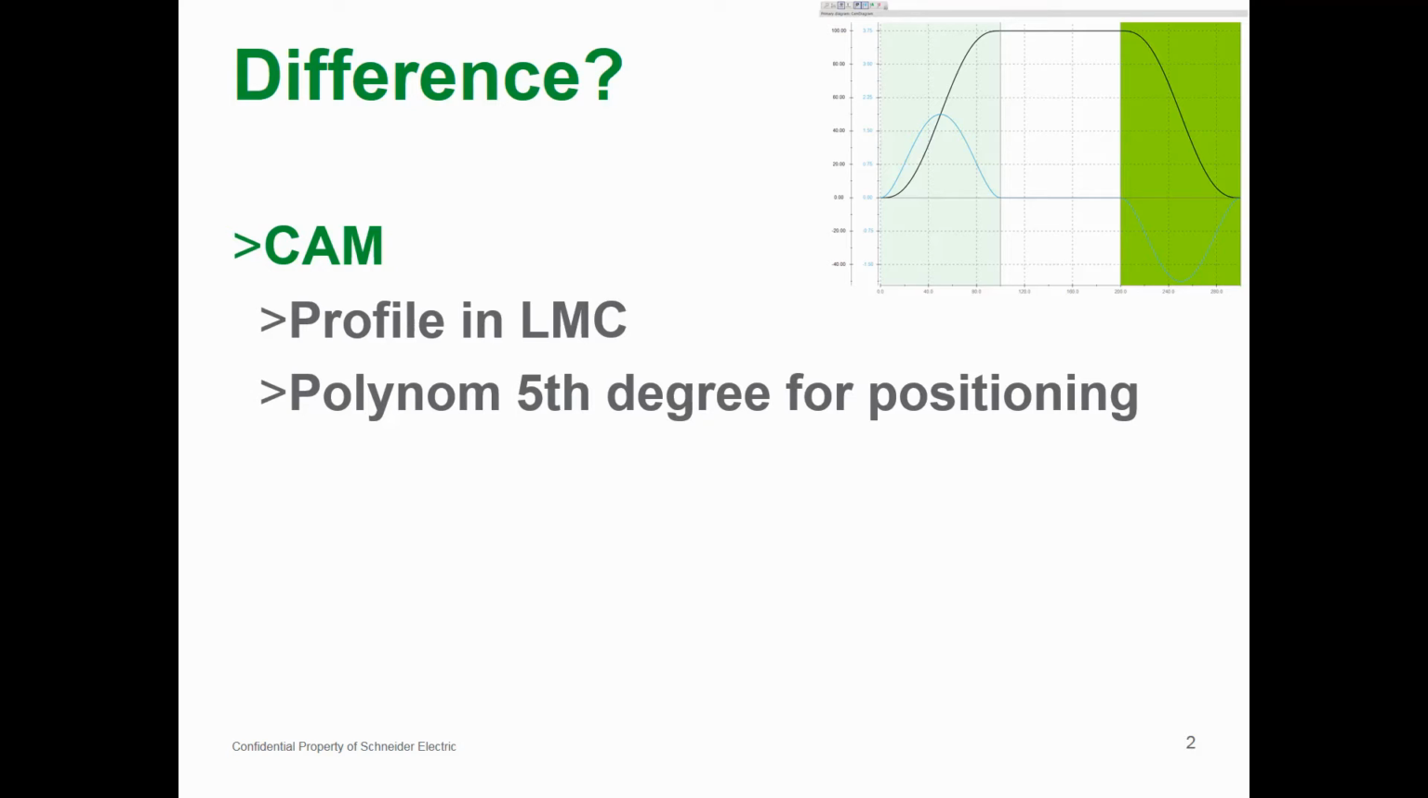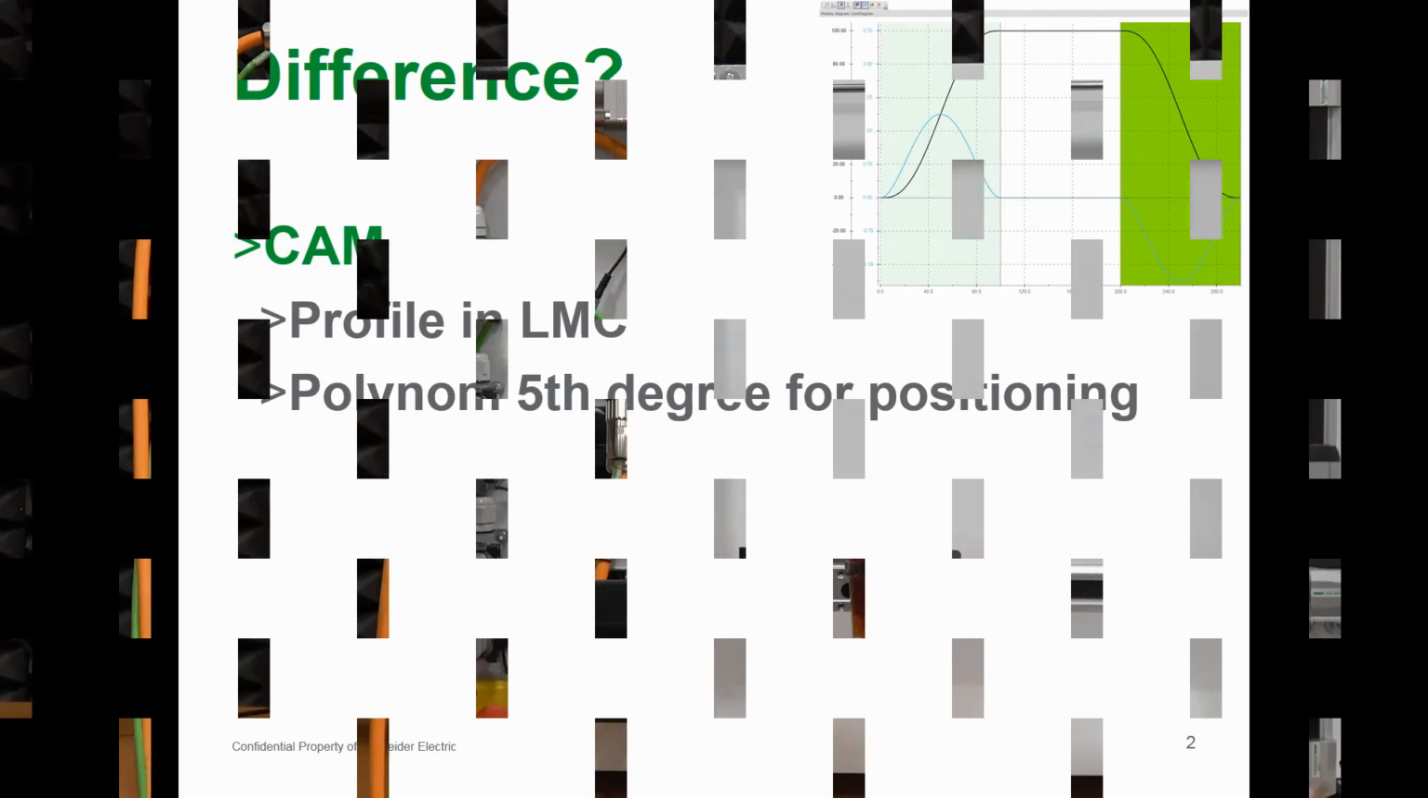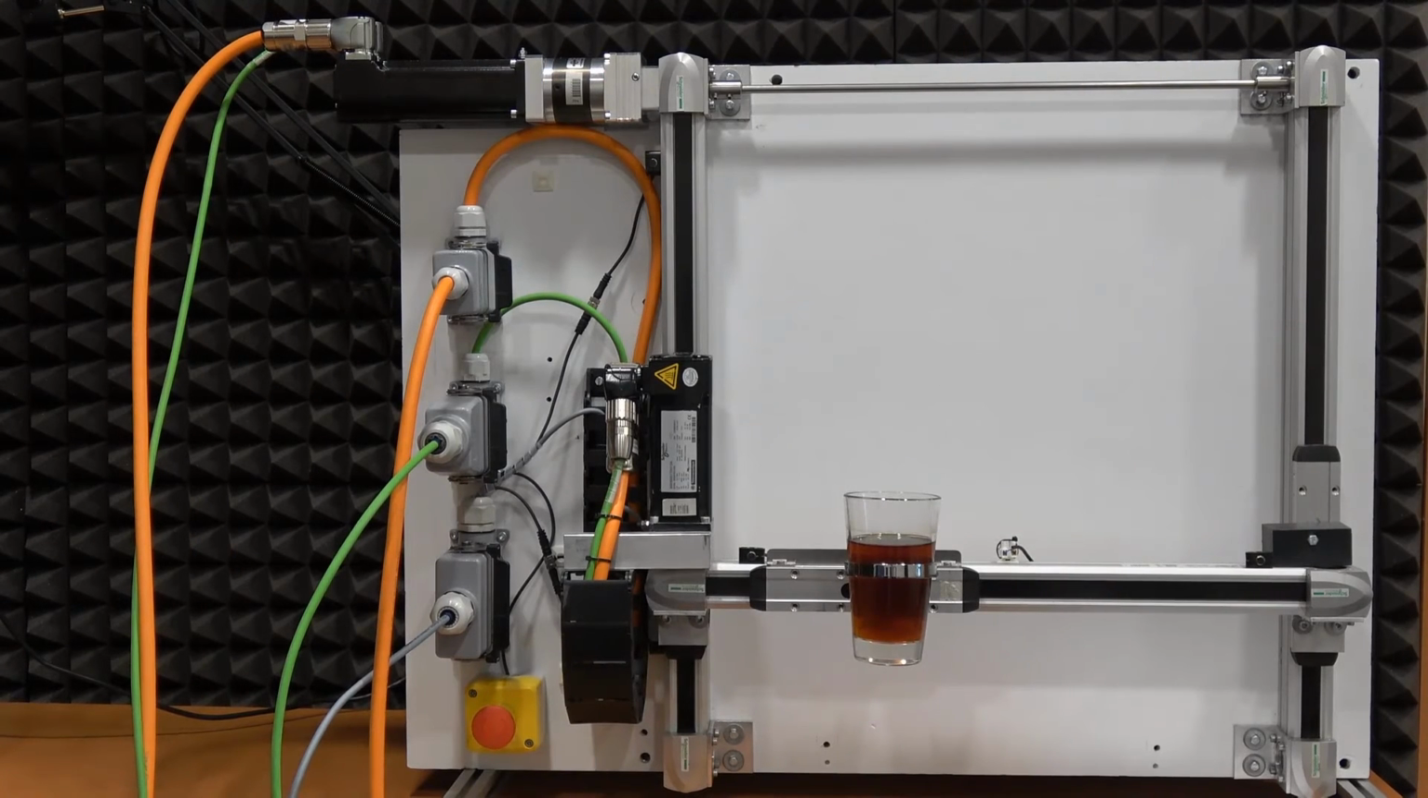So how is this influencing the behavior of our application? Let's see. Here we have our 2D Cartesian manipulator, and what we will do is a vertical movement of this glass full of tea, then a horizontal movement, then down again, vertical movement, up again, to the right and down, and then a complete positioning from the last to the first position.